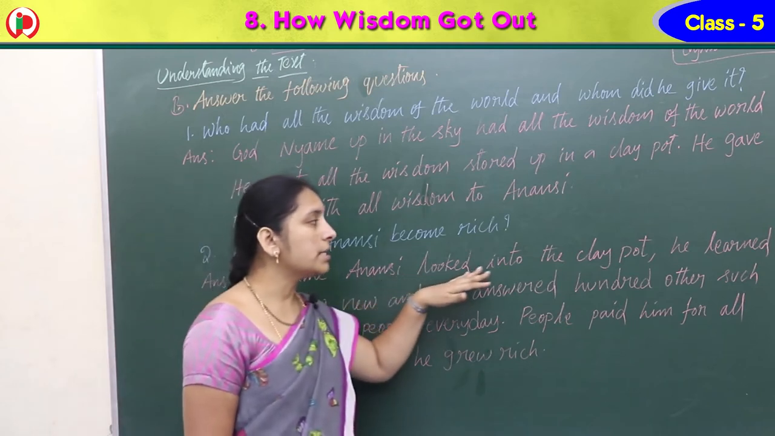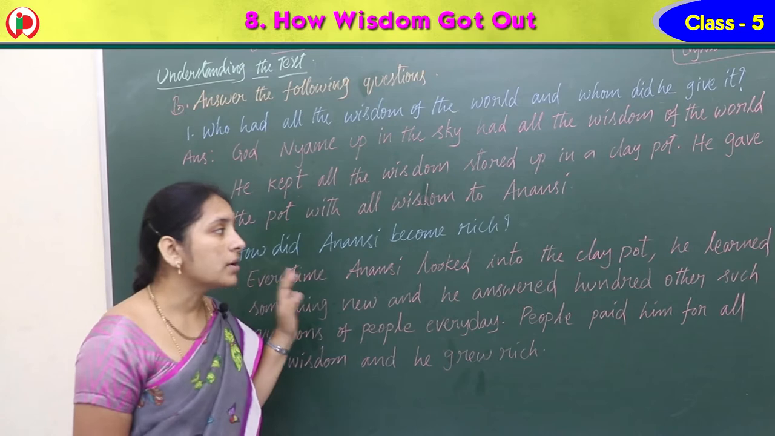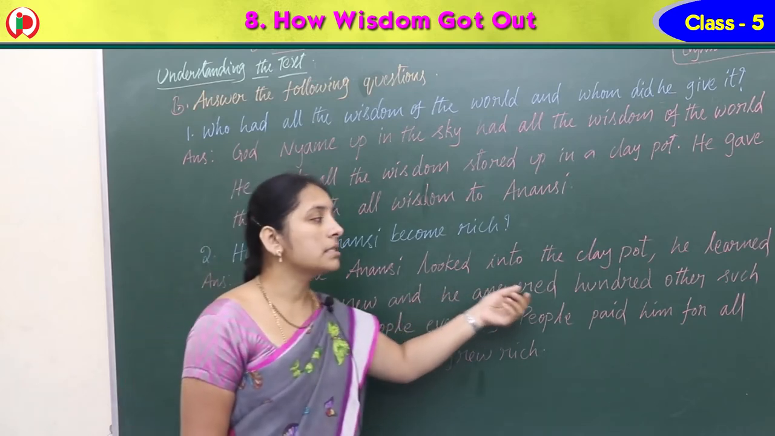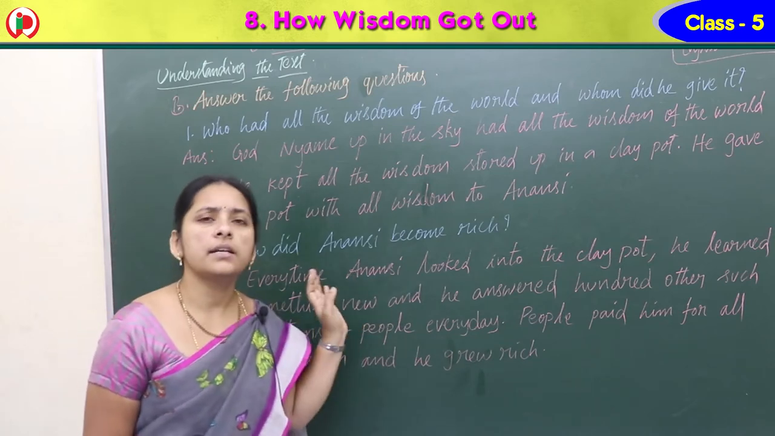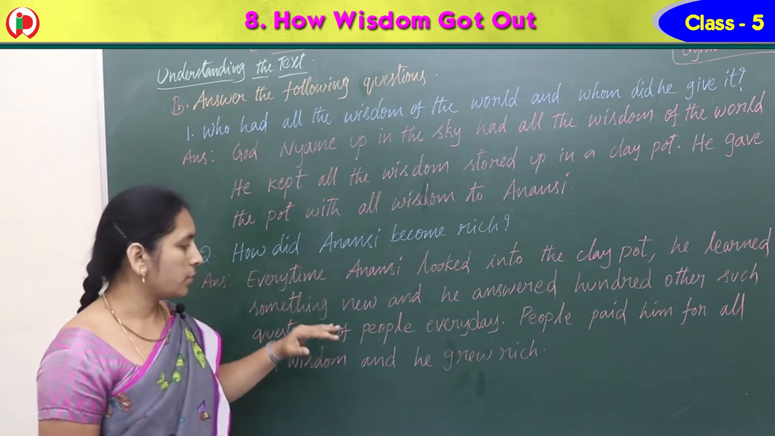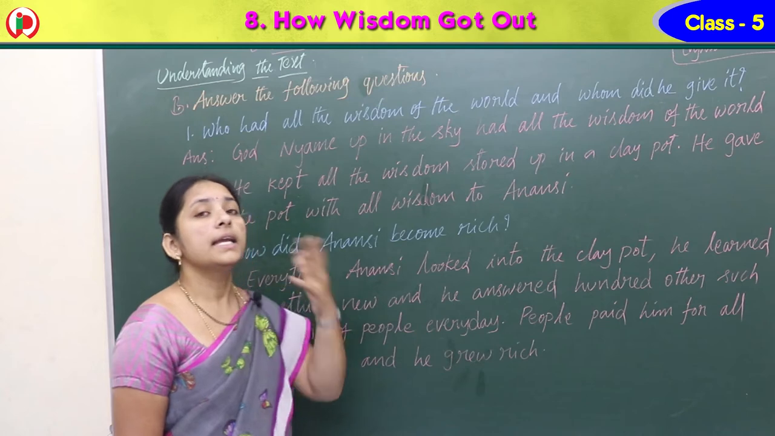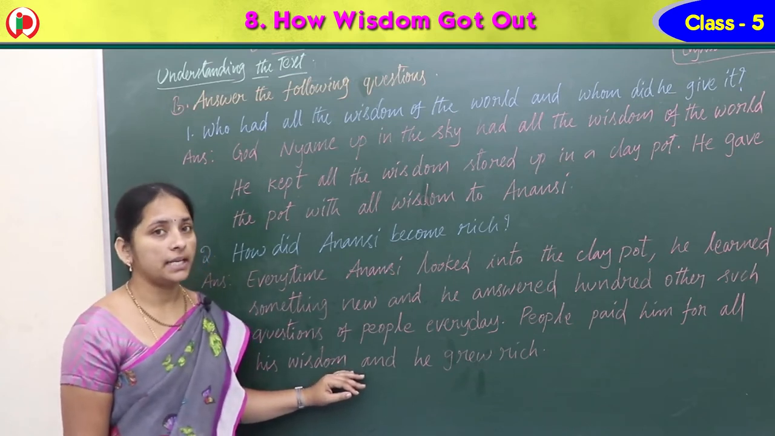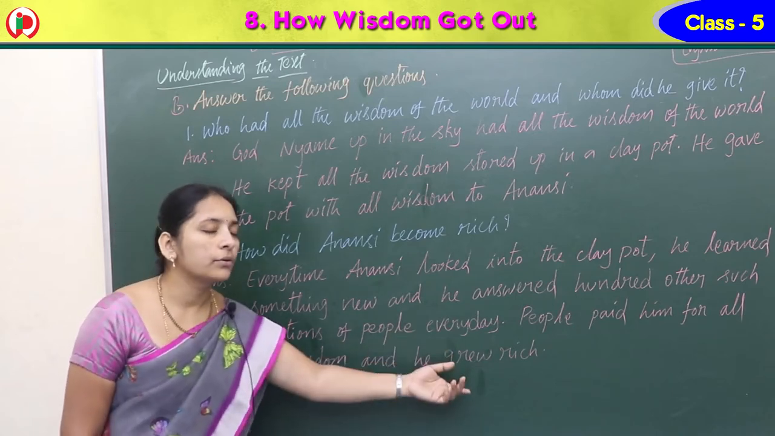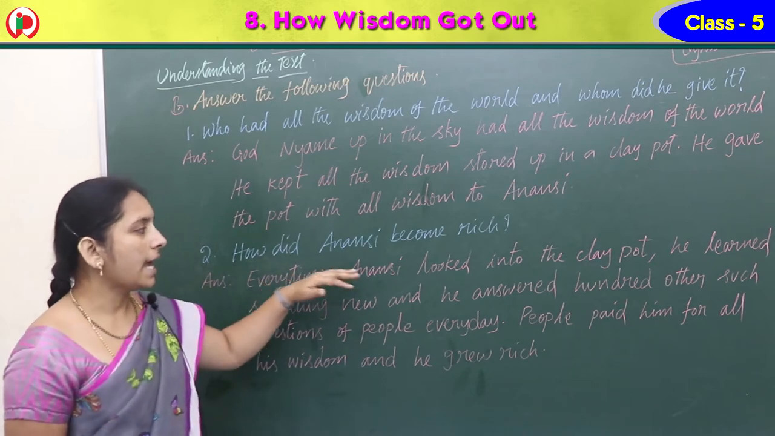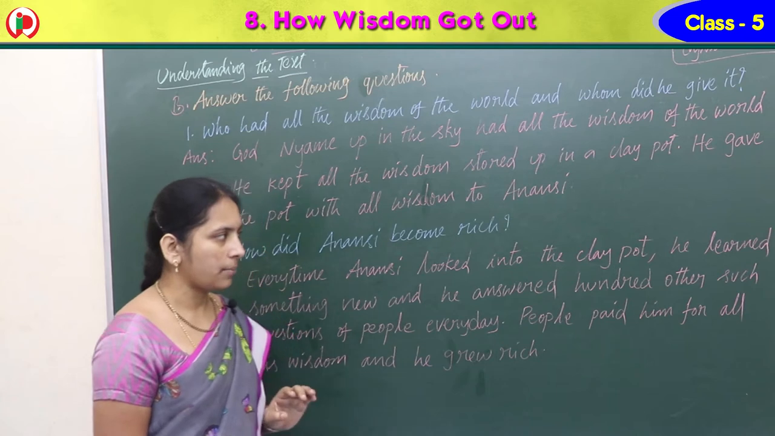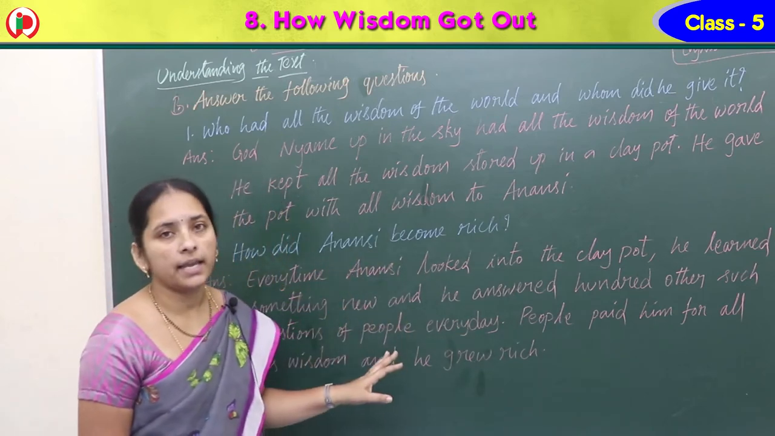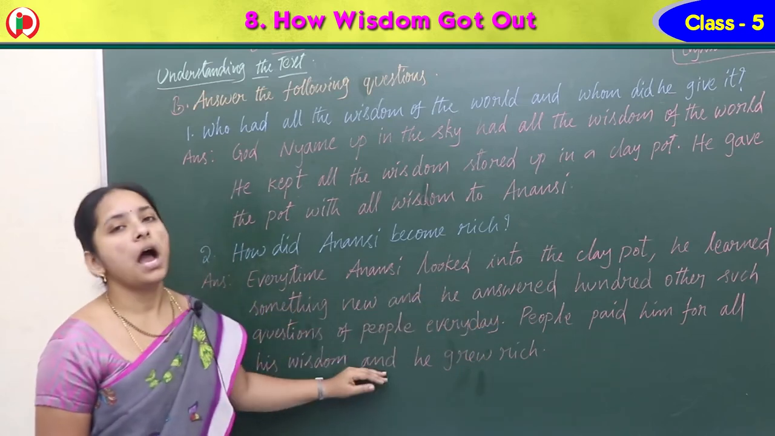Every time Anansi looked into the clay pot, he learned something new, na? And then he answered 100 other such questions. So like that he had answered hundreds of questions, whatever the people asked. So 100 other such questions of people every day. Whatever the people asked, he gave the answers. And people paid him for all his wisdom. So he was giving knowledge to them, he was explaining, na? That's why people paid the amount. Then he grew rich. Okay? So every time Anansi looked into the clay pot, he learned something new and he answered 100 other such questions of people every day. People paid him for all his wisdom and he grew rich.